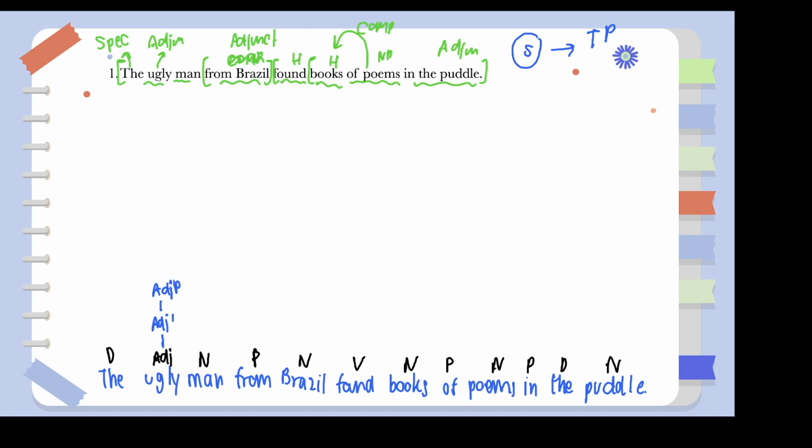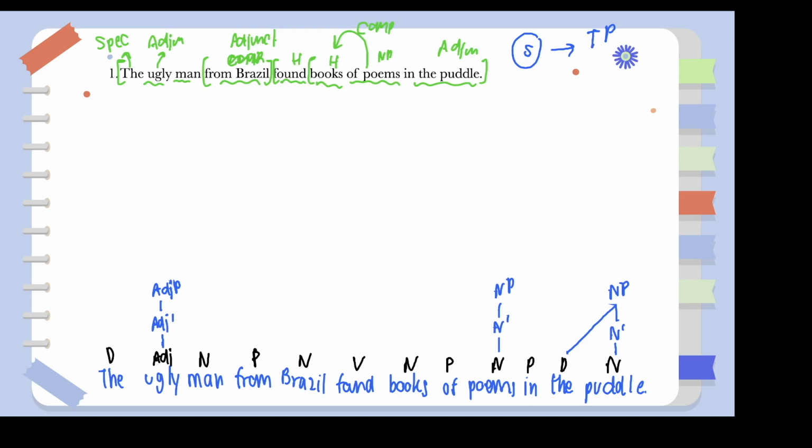You can have a look at more beautiful tree diagrams in the book. Okay, and then from the adjective phrase, we can have a look at the noun phrase. So we have the puddle, N to be N bar, and NP, and this NP can attach with the. And we have poems. So poem can be N bar, and then NP.